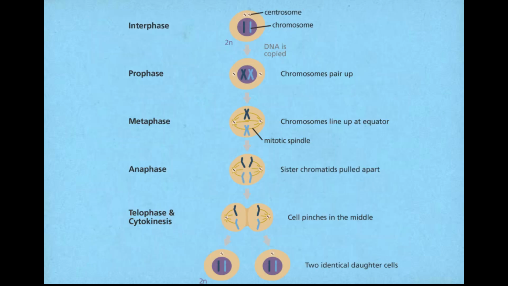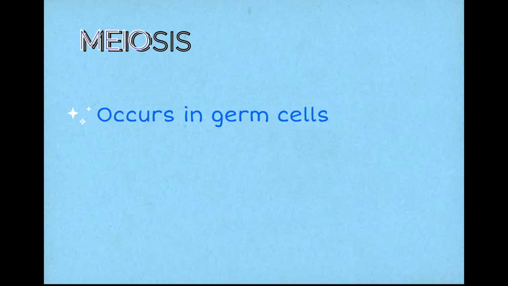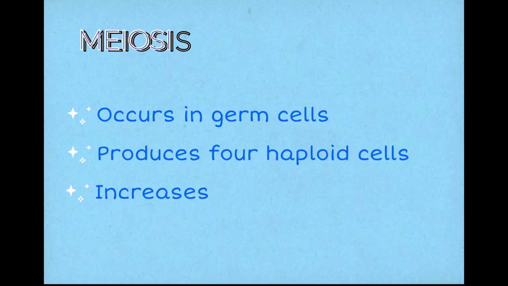You can clearly see from this diagram also, after interphase, the four stages and how these four stages lead to the formation of two diploid identical daughter cells. Now let's talk about the second type of cell division, which is meiosis. Well, meiosis mainly occurs in germ cells. It produces four haploid cells, and yes, there is genetic diversity.